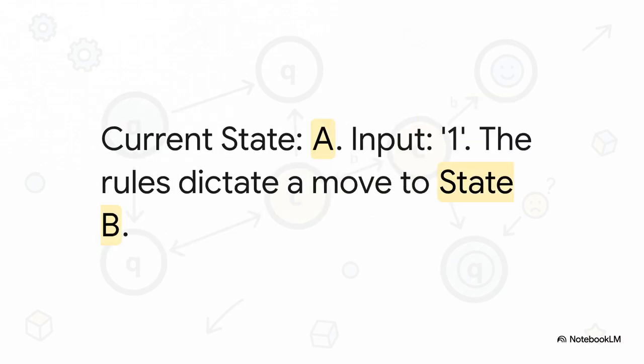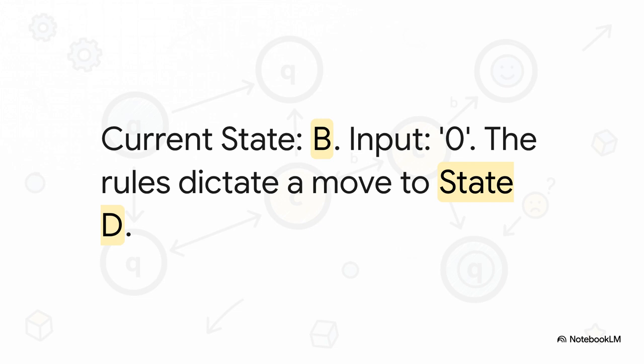Okay, here we go. We're at the starting line, state A. The very first input symbol is a 1. We look at our rule book and it tells us if you're in state A and you see a 1, you move to state B. So that's what we do. We've read the first symbol and now we're in state B.